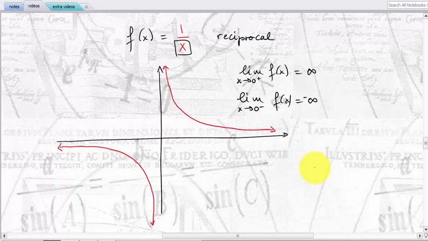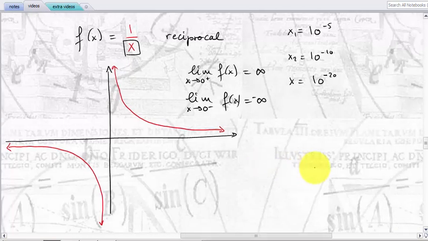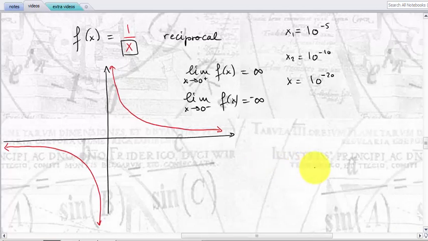If you take x to be very, very small but positive, for example, 10 to the negative 5, and then the next one, so that's going to be x1, and the next one is going to be 10 to the negative 10, and then the next one is going to be 10 to the negative 20. You see, these are really, really small values that are approaching 0, right? What is the reciprocal of this value? What is 1 over x1?